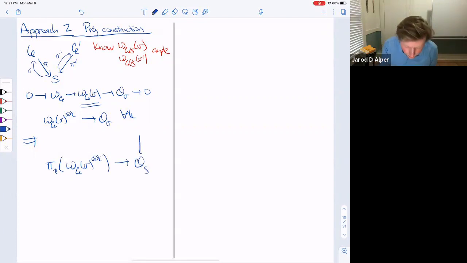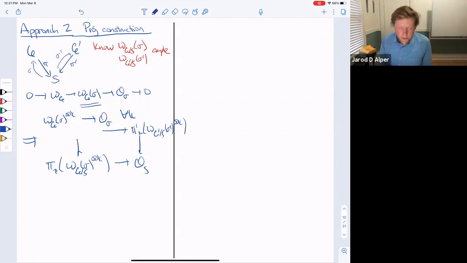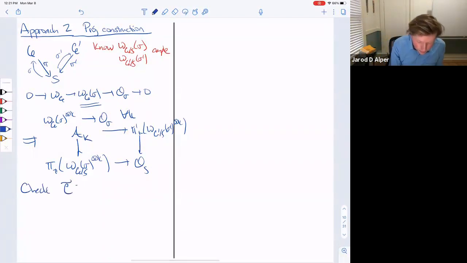And I could also do the same with pi prime. And then I take the fiber product of these sheaves, and I call that AK. And then I check that C tilde, which is the Proj of this over S, is the desired stable family.